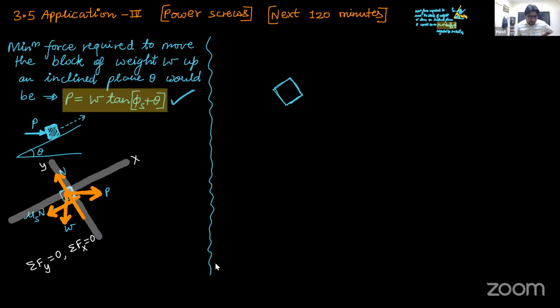Now, instead of taking N and mu s N, W I'm going to still take as it is, P I'm going to still take as it is. But instead of taking N and friction force, I will take the resultant of N and friction force. So there is the normal reaction acting, and there is this downward frictional force acting.